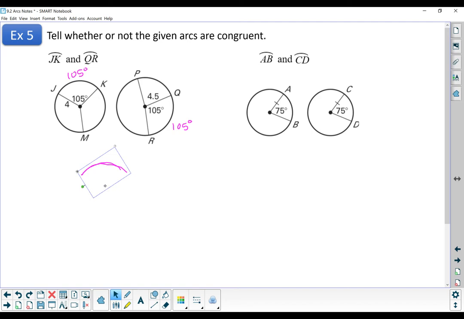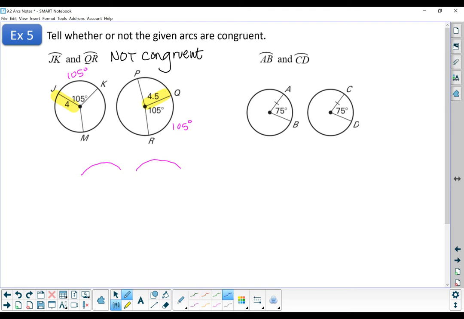No matter how I line them up, it's just a bigger arc. And that's because it is on a circle that is bigger. So my first circle has a radius of 4, my second circle has a radius of 4.5. These two arcs are not congruent.